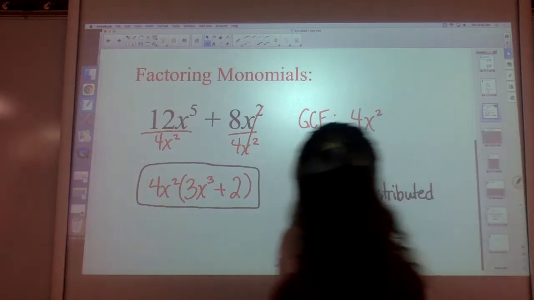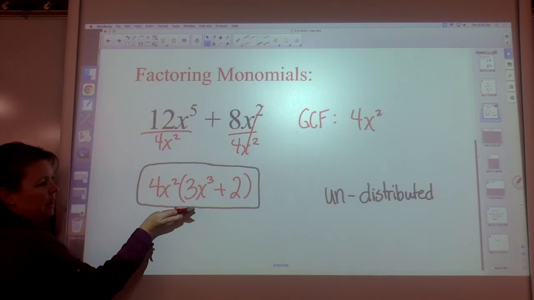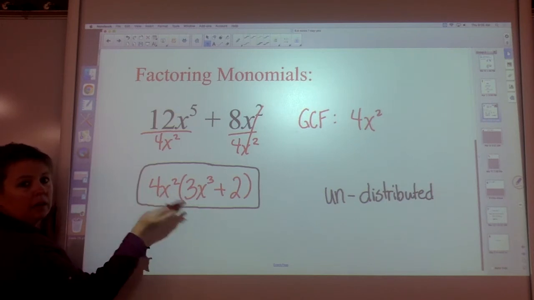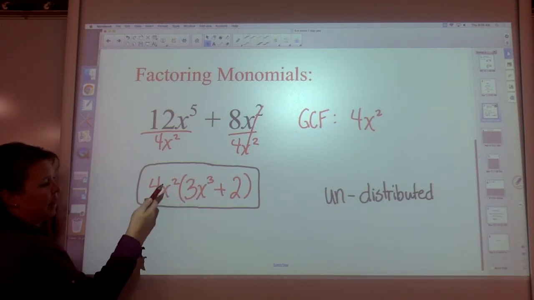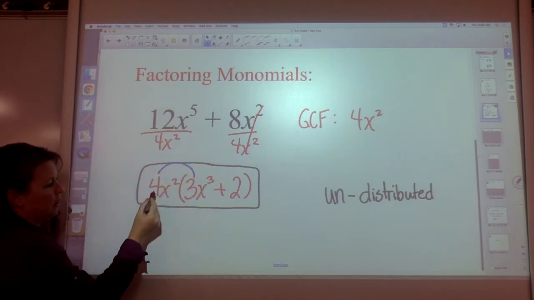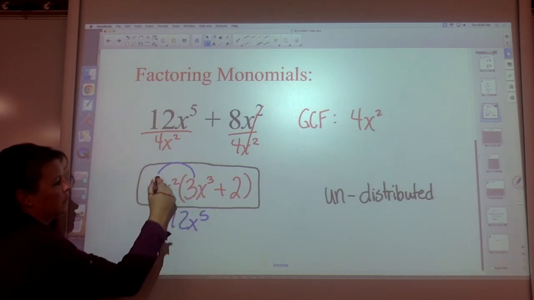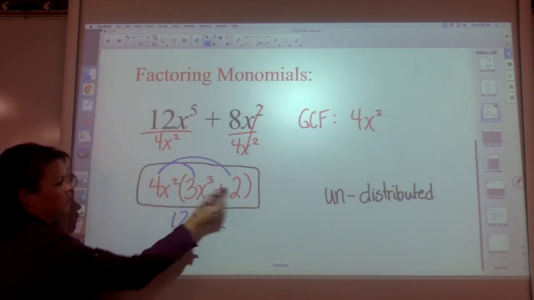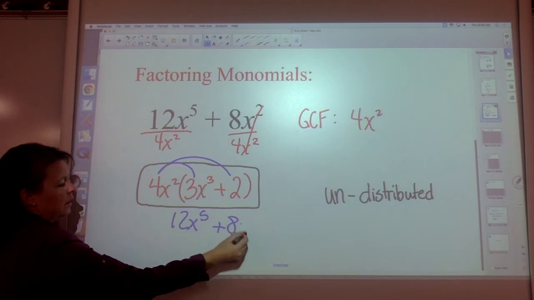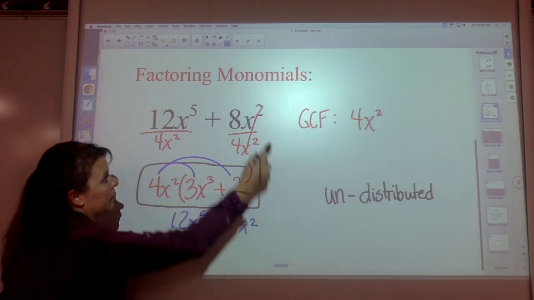And what do I mean when I said we undistributed? We've done problems like this before. If somebody gave you this problem and said, hey, let's fix this, let's not have this monomial out in front, what would you have done? You would have distributed it. 4 times 3 is 12. When multiplying, add exponents, distribute this. 4 times 2 is 8. Take the x squareds with you.